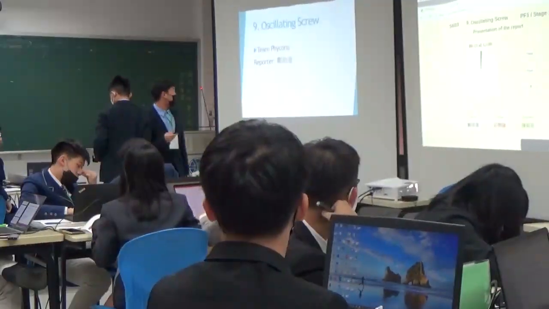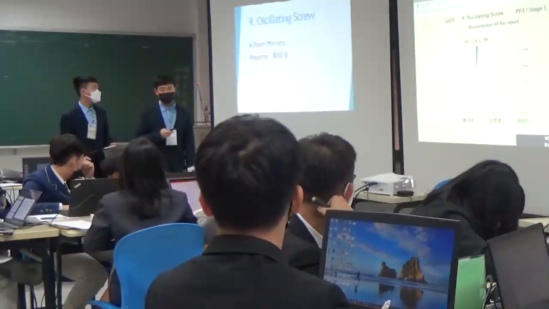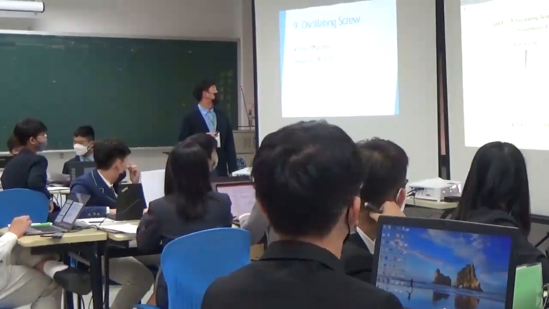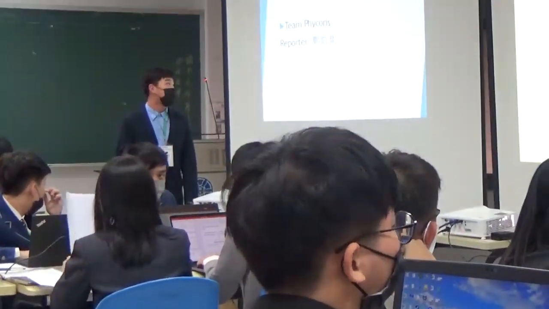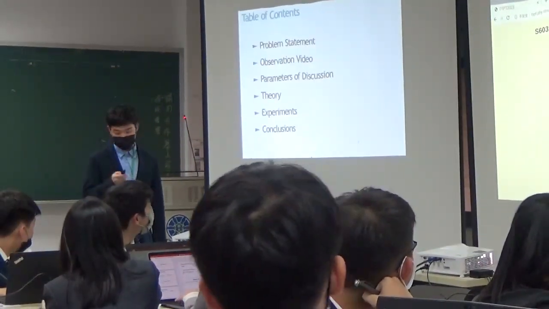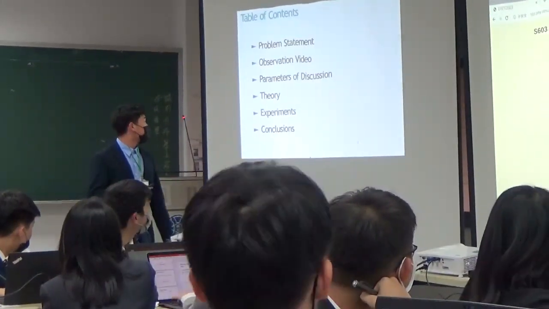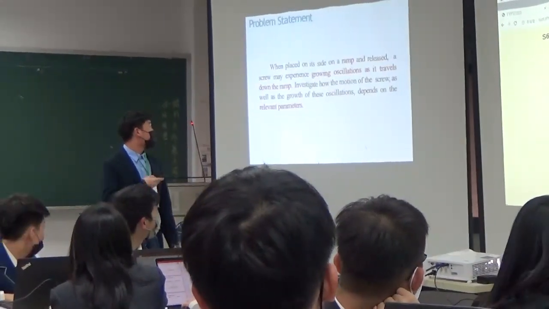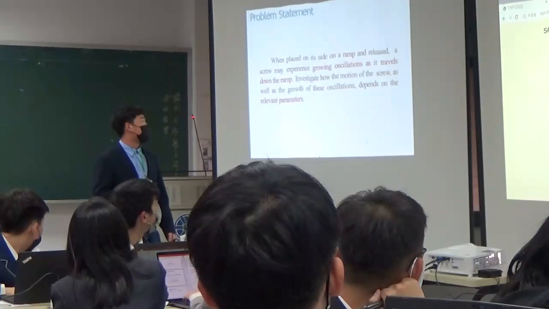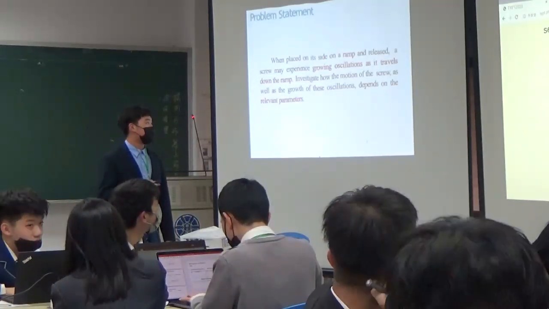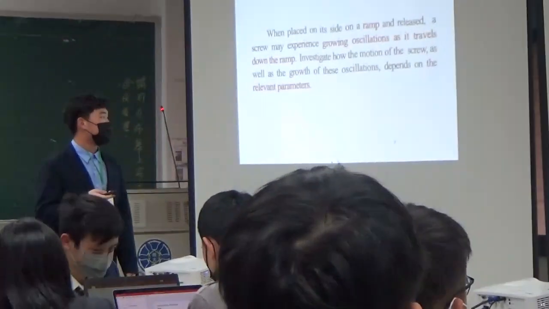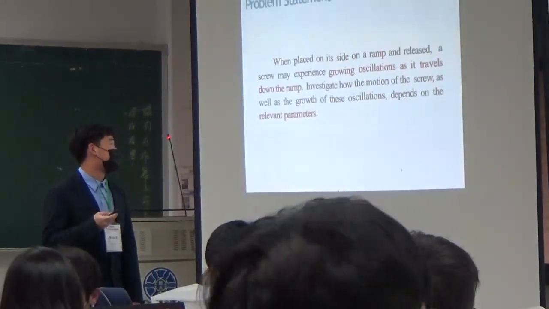Hello everyone, I'm a reporter from Team, and I'm going to report problem number 9, oscillating screw. Okay, this is our outline. This is problem 7. When placed on its side on a ramp and released, a screw may experience growing oscillations as it travels down the ramp.